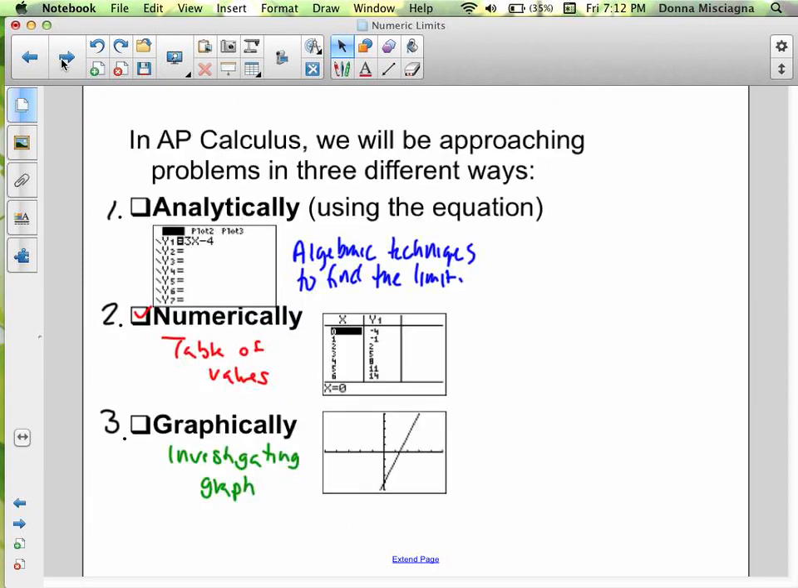In AP Calculus, we'll be approaching problems in 3 different ways. Analytically, using the equation. And so in a later lesson, we'll use algebraic techniques to find the limit. Numerically, using a table of values. And graphically, investigating the graph. And so in this lesson, we're going to focus on table of values. I've used some graphs to help illustrate what a limit is, but we're going to be focusing on using a table of values to find a limit.